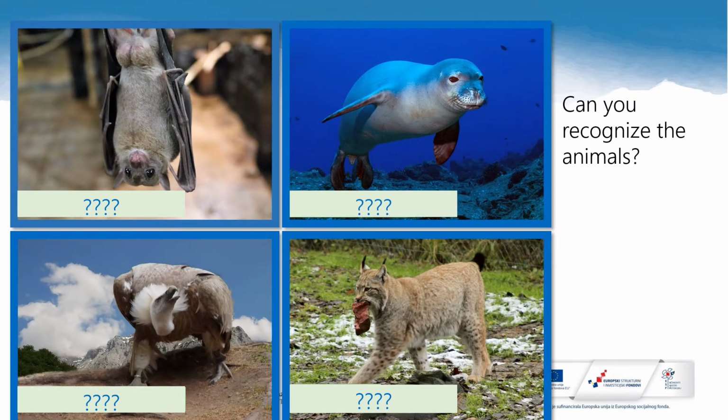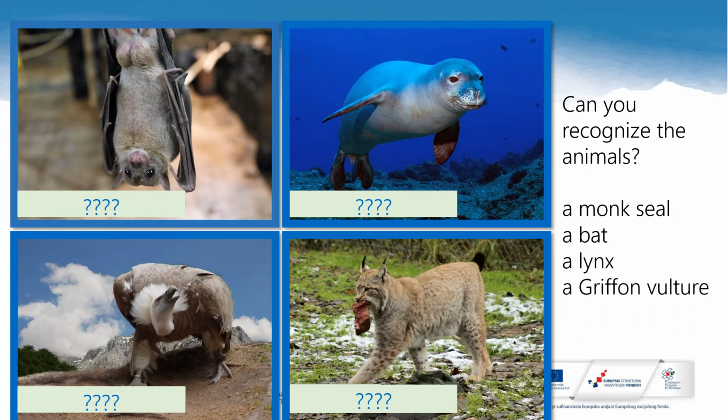Keep in mind that you can pause, play, and rewind the lesson whenever you feel you need to. Let's start with the pictures of some beautiful animals that live in Croatia. Can you recognize them? Let's try. The animals that you see are a monk seal, a bat, a lynx, and a Griffin Vulture.